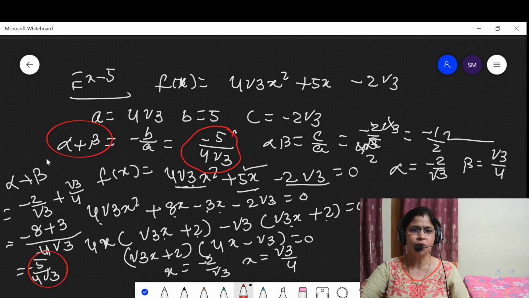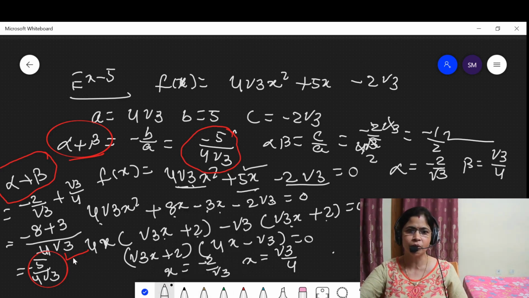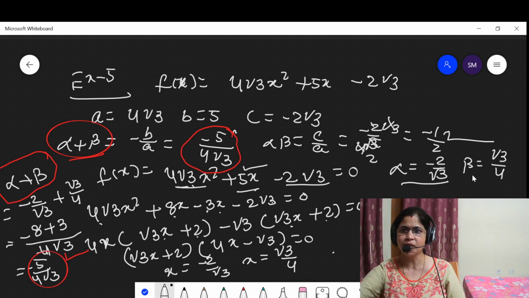Then, finding the two roots and putting the value of alpha plus beta, we get this. Hence we verified the first formula, alpha plus beta. Now let us find out the value of alpha into beta. Here alpha is this and beta is this. Then alpha into beta is minus 2 by root 3 into root 3 by 4. Root 3 cancels, which is equal to minus 1 upon 2.